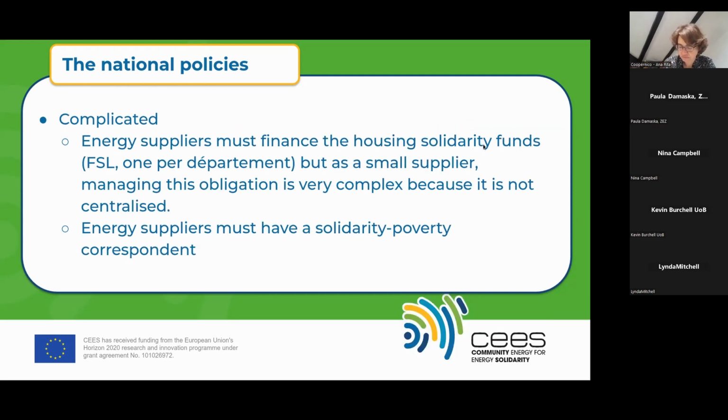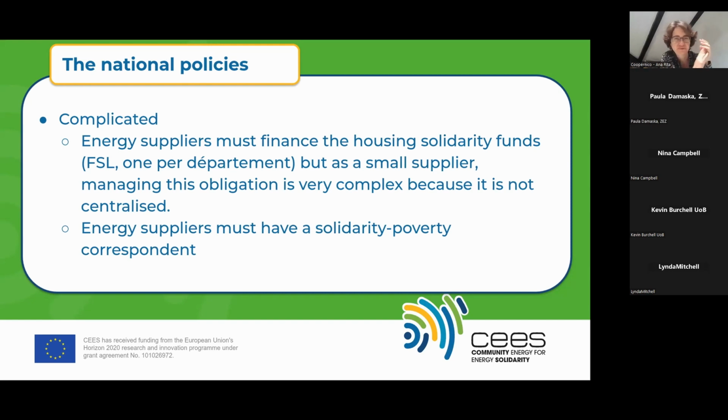And regarding the national policies that complicated our task, it was about some laws that are mainly intended for the big energy suppliers. And since we are not really a big energy supplier, it's about forming contracts with all the departments, like 100 in France. And it's really complicated for us because we have a legal department of 3 people. So making an agreement with all departments is really complicated.